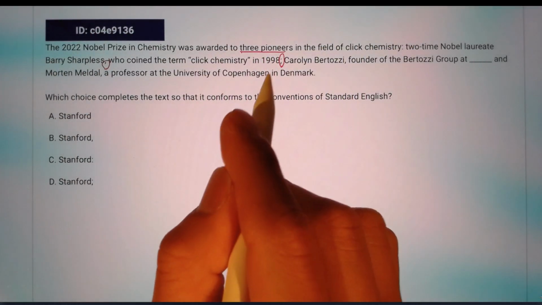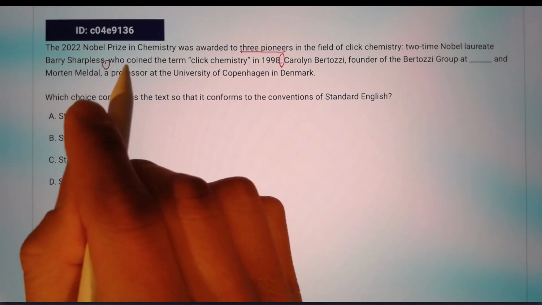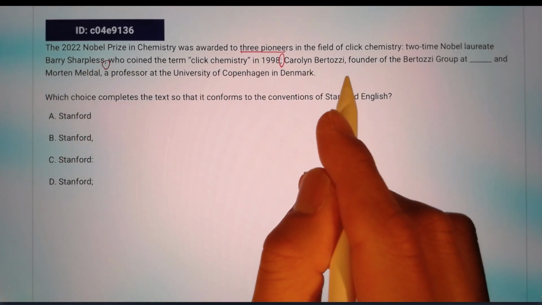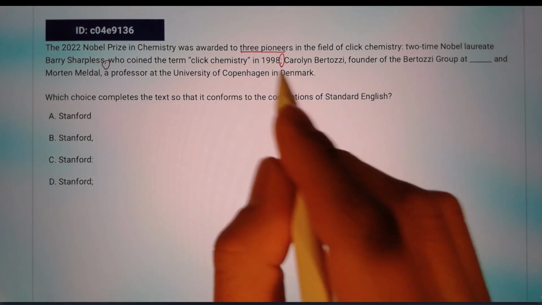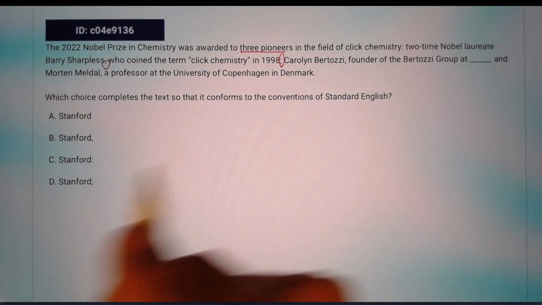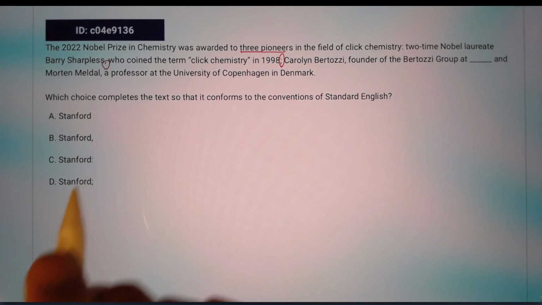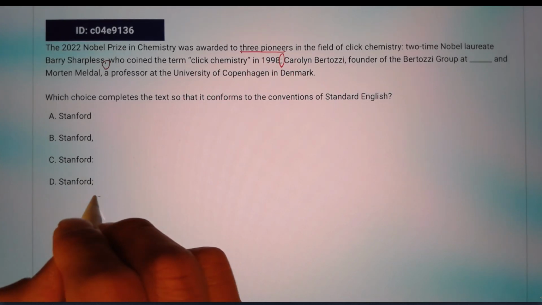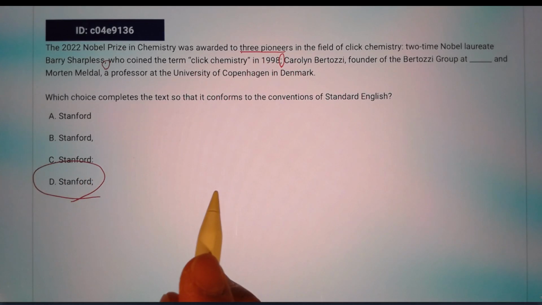Now, if you had just a comma, you'll be confused because there's a person, what is this? And another person, right? So it'll be confusing. That's why they put this semicolon here. So Caroline Bertozzi, comma, founder of Bertozzi Group at Stanford. Okay? So we use this semicolon to separate the second person from the third person.